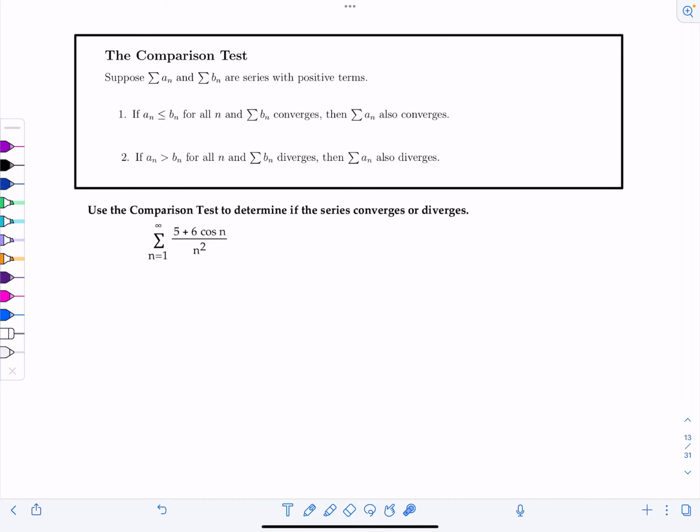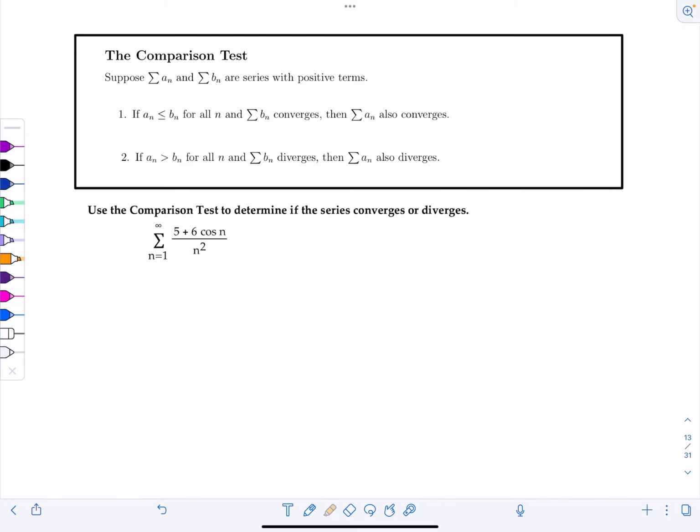So here's the deal. I'm looking at the numerator. 5 is a constant. 6 times cosine n. Does cosine n do anything spicy? Let's think. If n goes to infinity, well, we know the graph of cosine. It's just this wiggly little guy, right? So it's not going to go to infinity or negative infinity. It's just wiggling all around the place. Okay, so this is not doing too much.